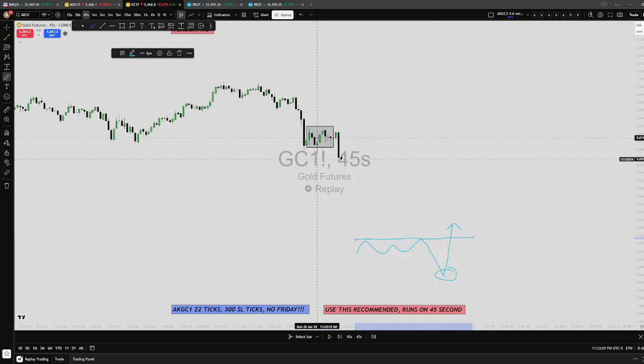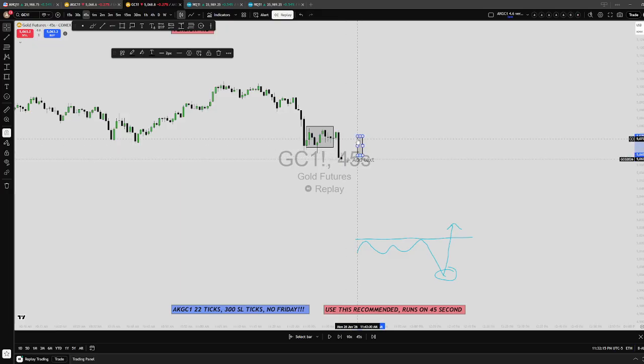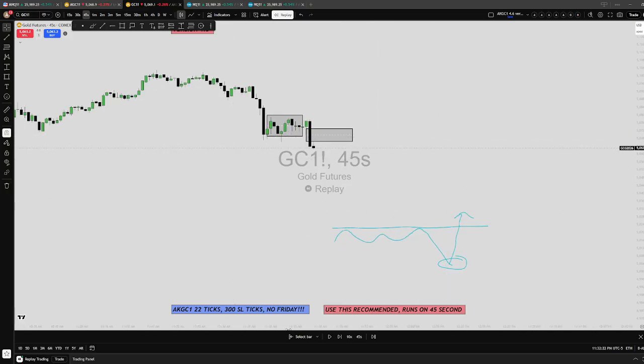So this is stage one: accumulation, manipulation, and either we get a bullish CISD or we get a bearish fair value gap that we could inverse to potentially take longs. So clearly we have a bearish fair value gap right here, right? You guys could all see that.